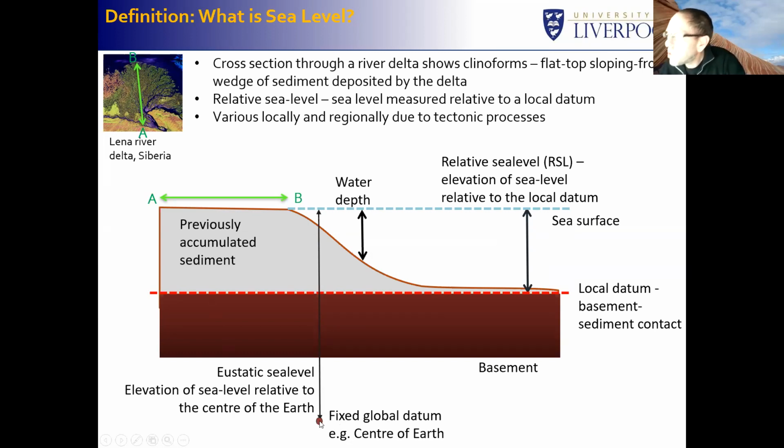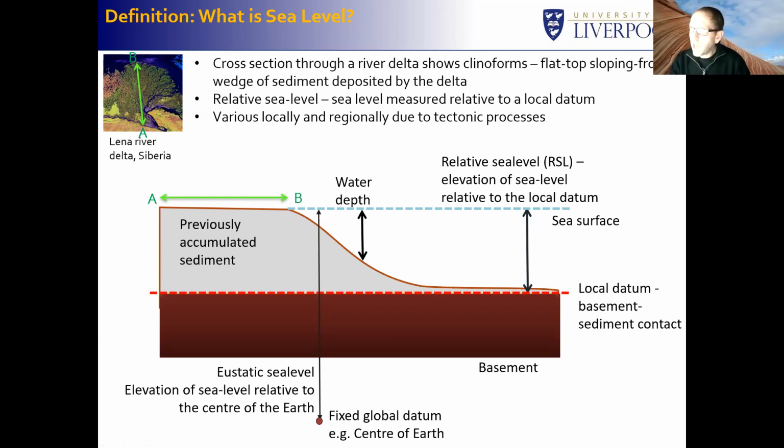We can also define something else really useful, and that is relative sea level, and that's the elevation or the height difference between the sea surface and some local datum. Okay, so that is typically taken to be, for example, the top of basement rocks. So underneath some defined sediment pile where we go down into crystalline rocks underneath. And that's quite a useful tectonic marker surface, right?